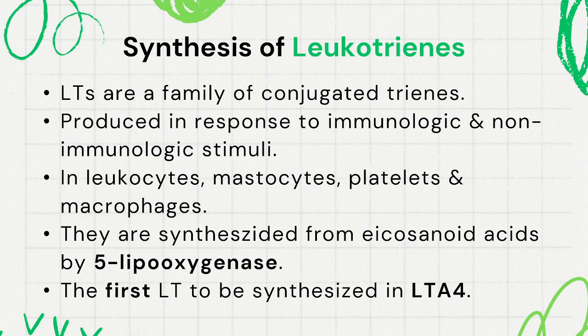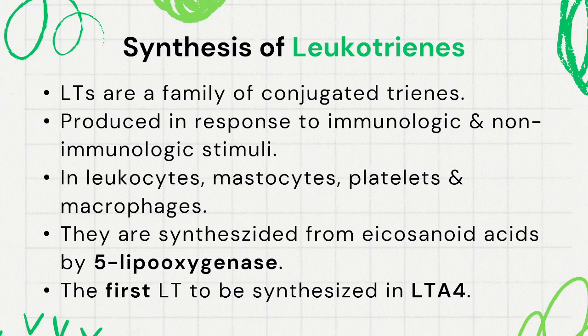Leukotrienes are a family of conjugated trienes, and they have immunological effects. They are produced by immunologic and non-immunologic stimuli in cells such as leukocytes, mast cells, macrophages, immune cells, and platelets as well. They are synthesized from arachidonic acid by 5-lipoxygenase. So cyclooxygenase is the synthesis of prostaglandins, and lipoxygenase is for the leukotrienes.